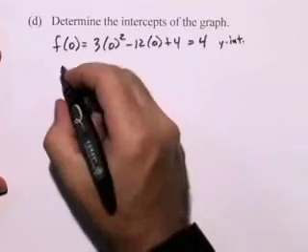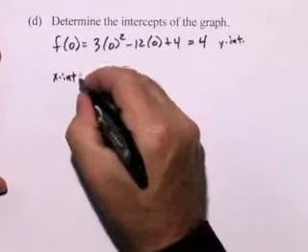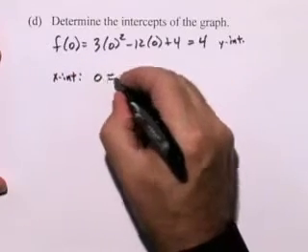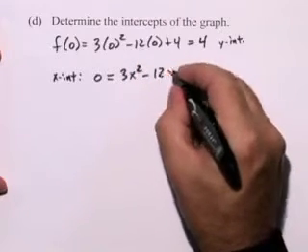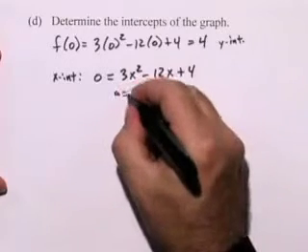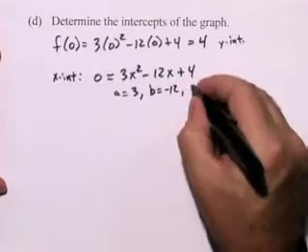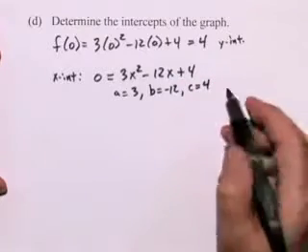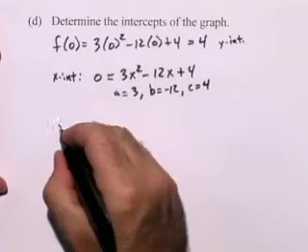Next, we'll find our x-intercepts. We'll find our x-intercepts by setting the function equal to 0 and then solving the resulting equation. Well, 0 is equal to 3x squared minus 12x plus 4. We identified earlier that a was equal to 3, b was equal to negative 12, and c was equal to 4. We'll solve this quadratic equation by using the quadratic formula.